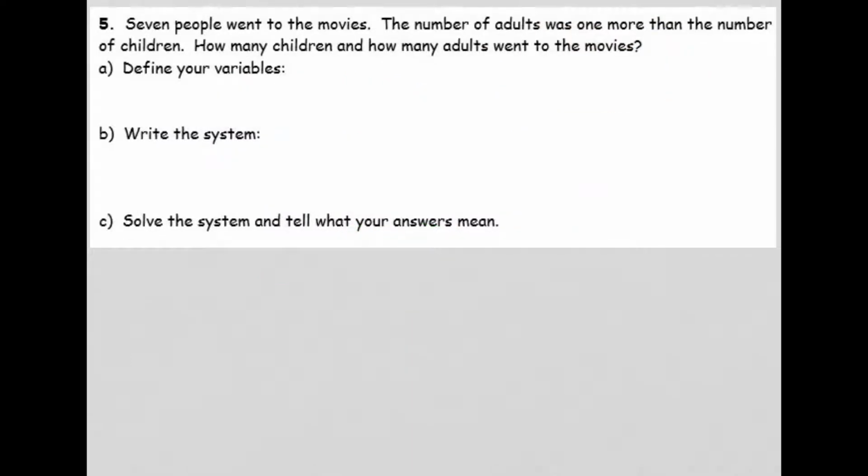Okay, 7 people went to the movies. The number of adults is 1 more than the number of children. Well, how many kids were there? I don't know. How many children and how many adults went to the movies? Let's say X is the number of children, because we don't know how many there were. And Y is going to be the number of adults.